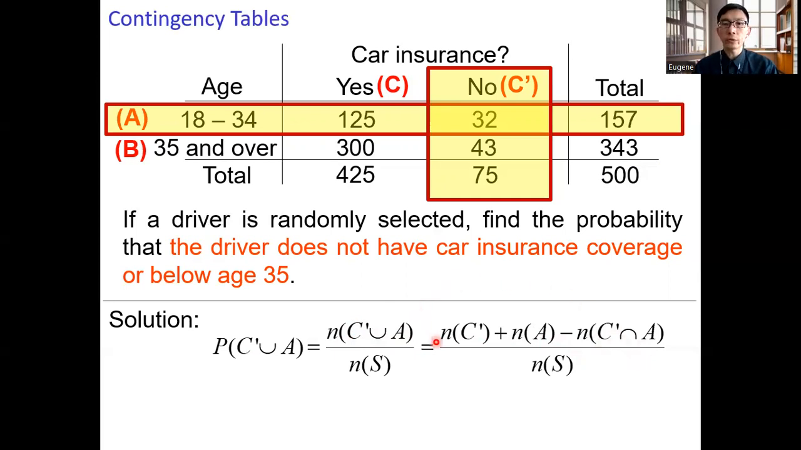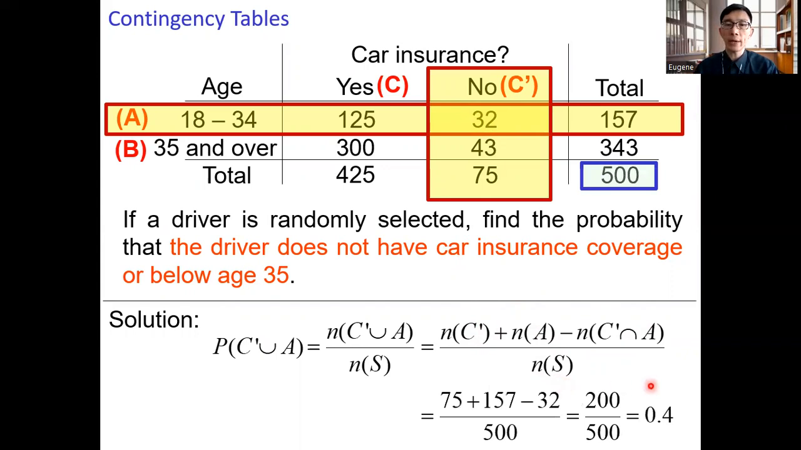So the number of drivers corresponding to the event C prime is 75. And the number of drivers corresponding to event A, between age 18 and 34, is 157. And then minus the intersection of the two events, where the number equals 32. And then the result of this, divided by the sample size 500, gives us the desired probability.